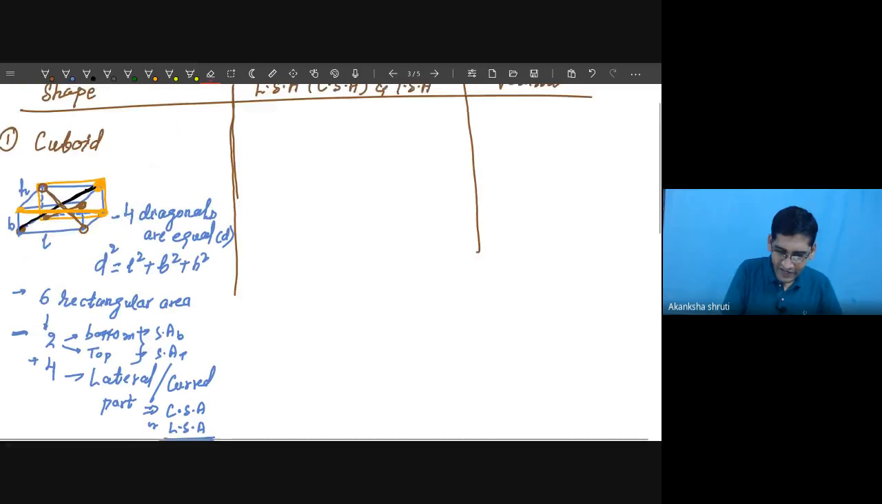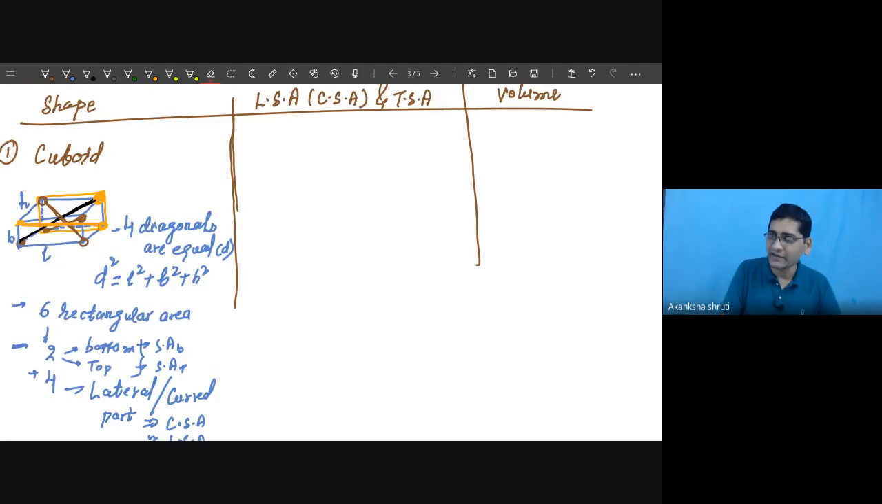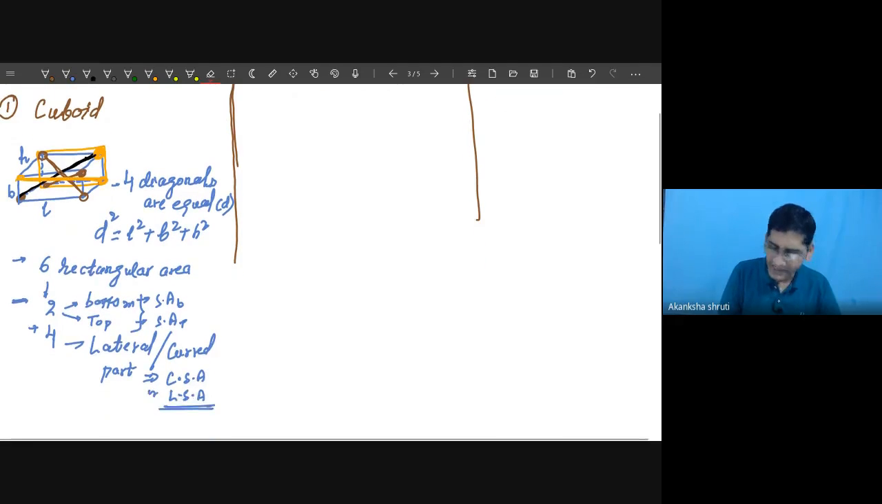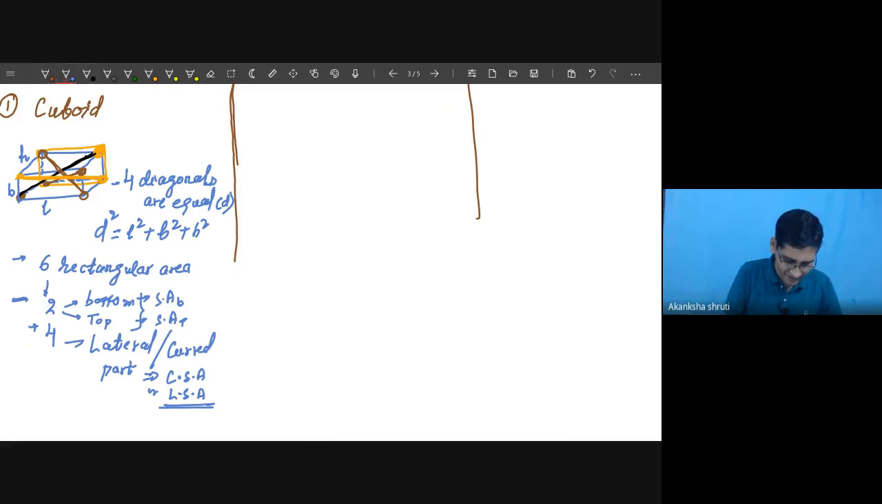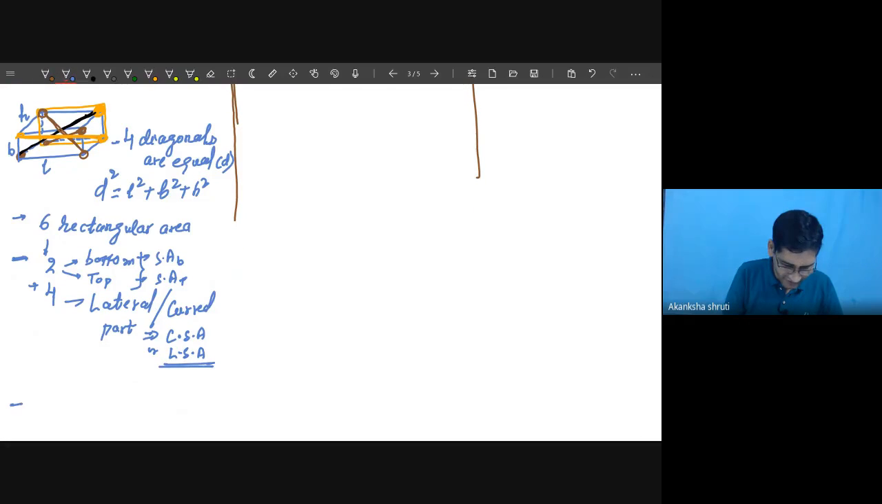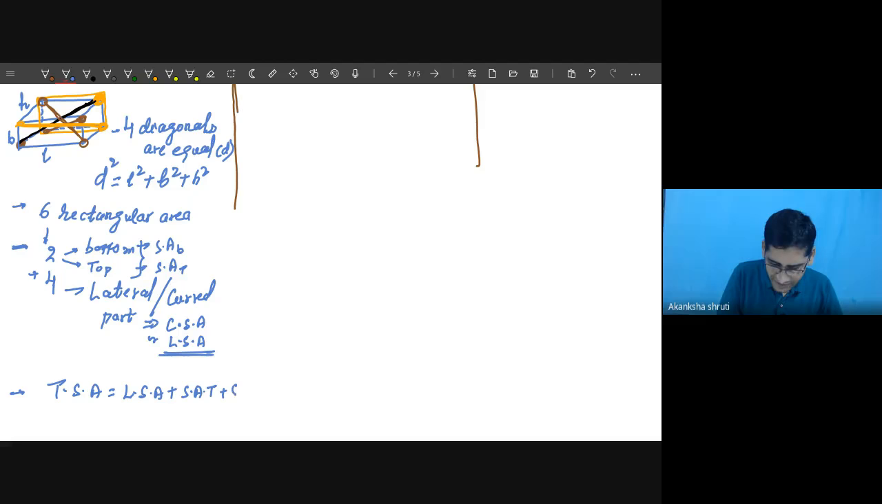This is the explanation. I will write everything in the same manner for the other figure. There I will not explain, rather I will write. So understand the explanation for only one figure carefully. So the total surface area is obtained by lateral surface area plus surface area of top plus surface area of bottom. These are the things that we have to do.